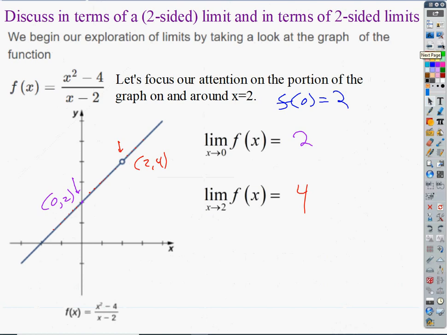So let's define a two-sided limit in terms of two one-sided limits. Oh, I said that backwards. It's supposed to be two one-sided limits.